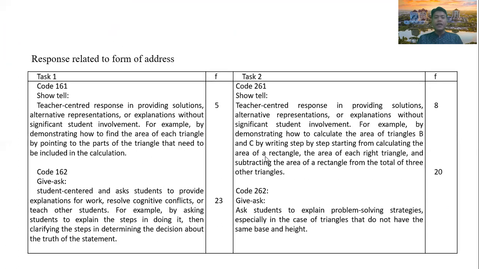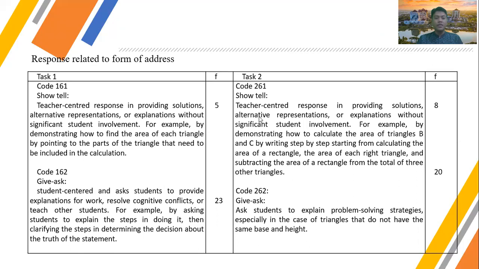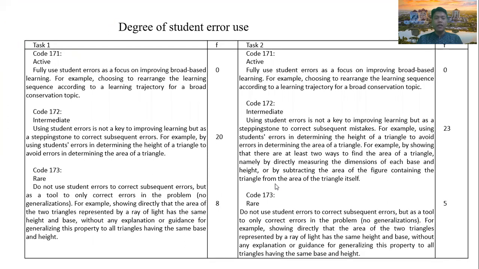And then the responses related to form of address. From these tables, we can see that most participants agree with the idea of give and ask in addressing the idea of area conservation to students. However, some participants also choose to show the situation and directly tell the students about it, although probing student thinking, which is providing an explanation that the two triangles have the same measure, is suggested.